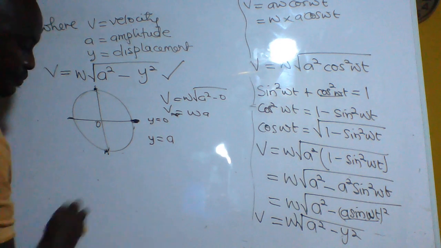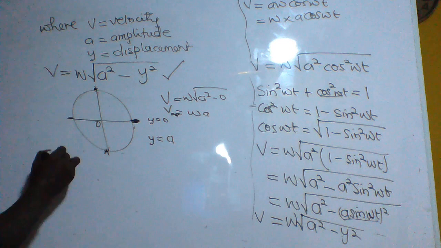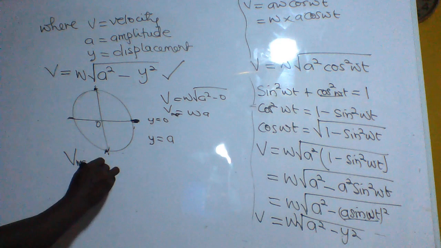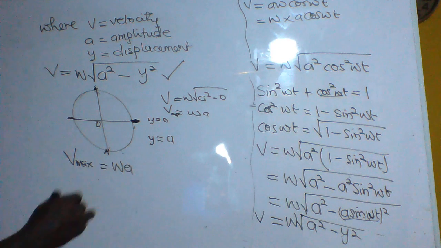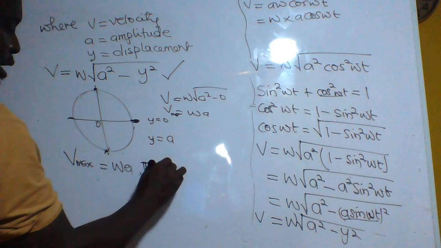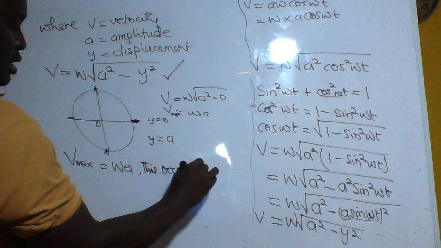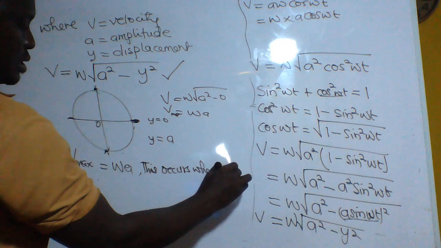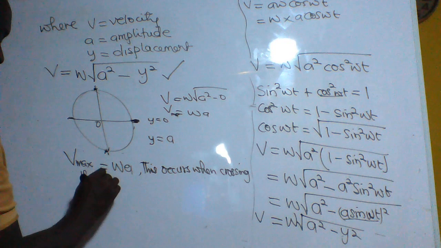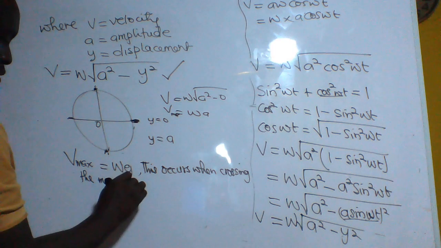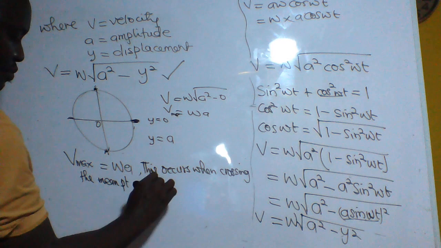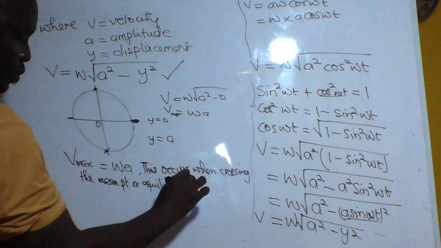So take note, v maximum is equal to omega a. So this occurs when crossing the mean point or equilibrium position.